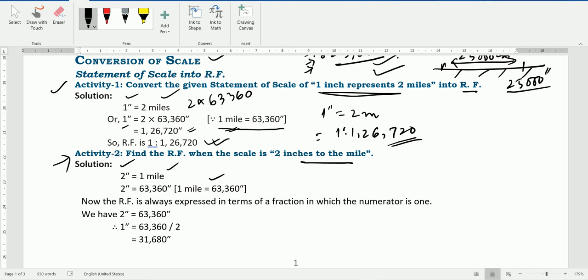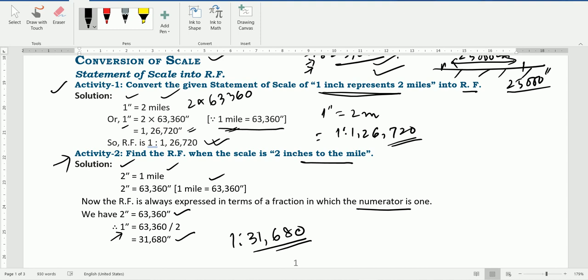Now RF is always expressed as a fraction in which the numerator is 1. So we have 2 inches is equal to 63,360, or 1 inch is equal to, you have to divide this value by 2. And we have got this, so RF is equal to 1 is to 31,680. So this is the RF.